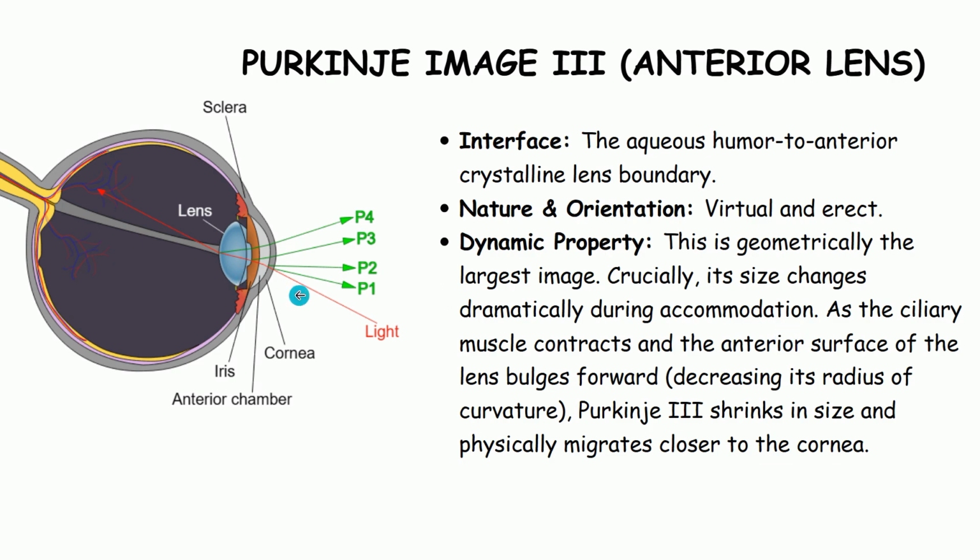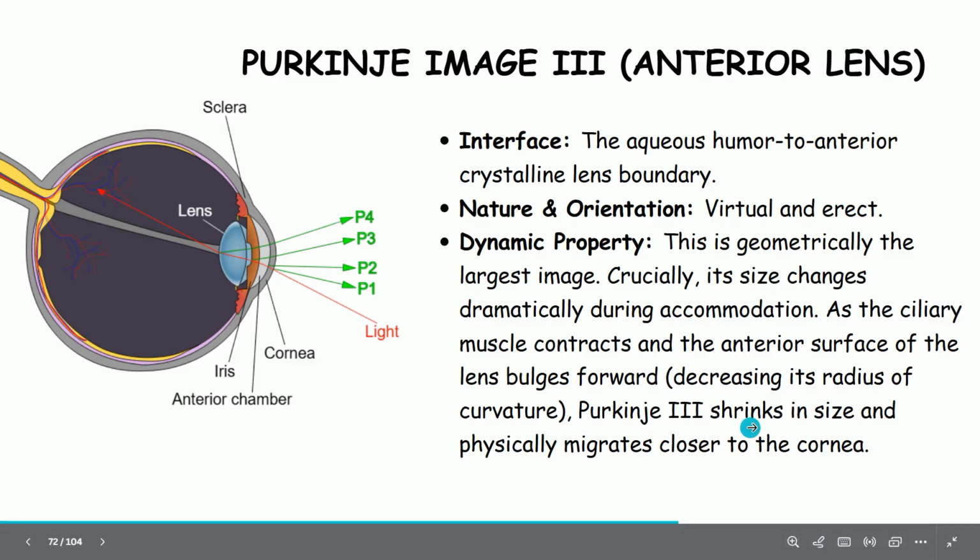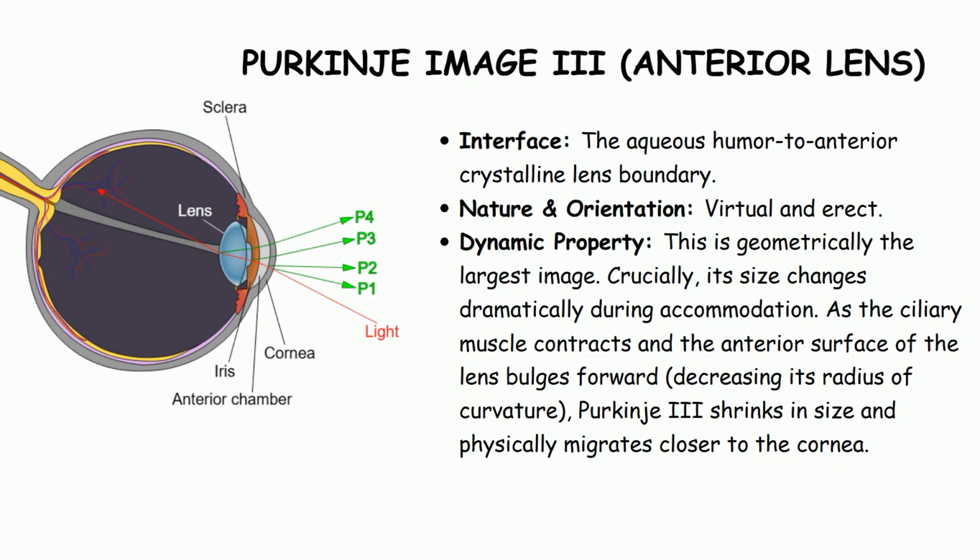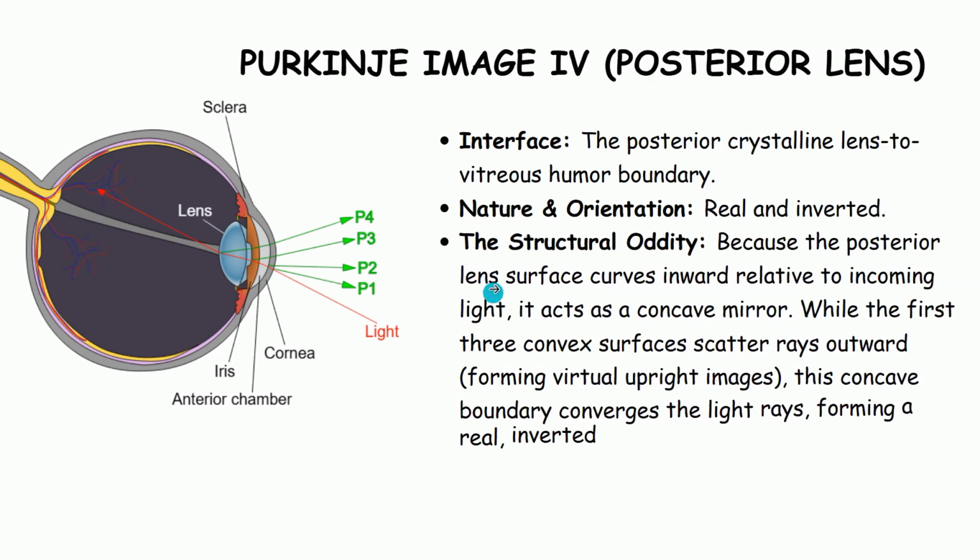Since the lens changes size during accommodation, as the ciliary muscle contracts and the anterior surface of the lens bulges forward, decreasing the radius of curvature, the Purkinje 3 shrinks in size and physically migrates closer to the cornea. In other words, the more I accommodate an eye, the smaller the Purkinje 3 image becomes. And then next is Purkinje image 4, which is situated at the posterior lens.